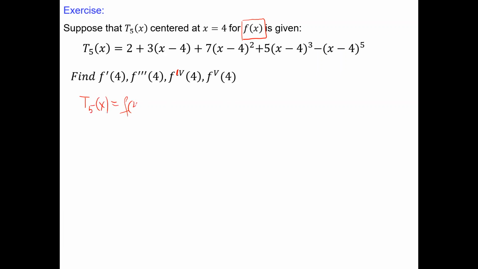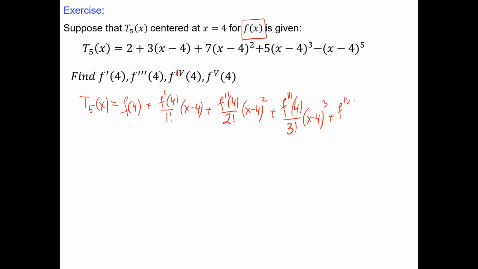Value of the function at 4, because that's the center. Value of the first derivative at 4, 1 factorial, x minus 4 to the power of 1. Value of the second derivative, 2 factorial, x minus 4 to the power of 2. Value of the third derivative at 4, 3 factorial, x minus 4 cubed, value of the fourth derivative at 4, 4 factorial, x minus 4 to the power of 4, so many 4s. Value of the fifth derivative at 4, 5 factorial, x minus 4 to the power of 5.